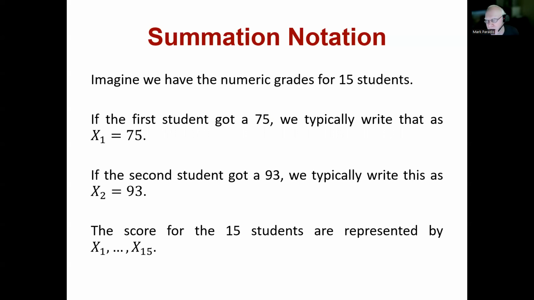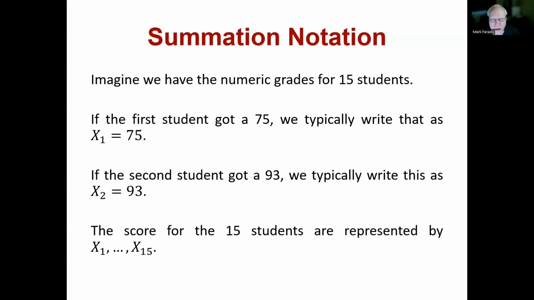It doesn't have to be X. Commonly we use X, but say we were looking at two classes, one class we might be using X and another one we might be using Y. There's no particular reason it has to be X, it's just the most commonly used. And so for the first observation, we would say X sub 1.